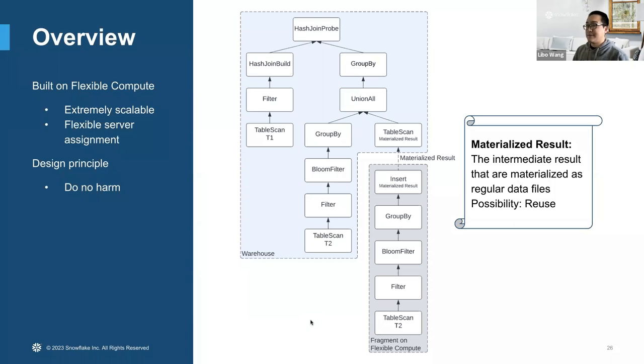The server assignment is also flexible. That's where the name comes from. The servers can come and go at any time. So this server can work on this job for this amount of time, and then maybe something changes, maybe there are not enough servers in the system, or maybe there are other jobs that need the servers more. Well, they can just stop working on the current job without interfering with other servers on that job, and then join another job or be repurposed. So that's about flexible compute. We have this design principle called do no harm.